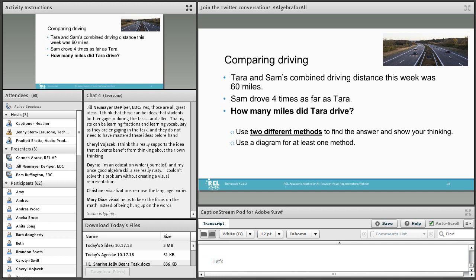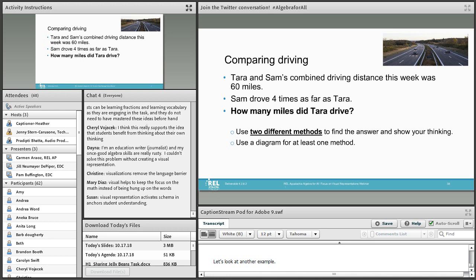Let's look at another example. In this particular task we are presenting, we're asking students to not only represent the problem, but to use two different methods to find the answer to show their thinking. At least one of them has to be a diagram. So I'm going to give you just a moment to read the problem and then type into the chat. How might you engage with this particular problem?